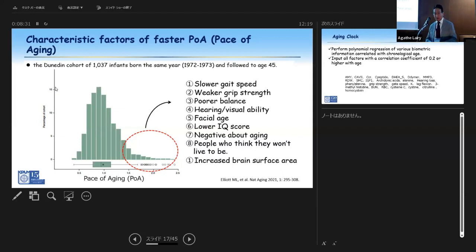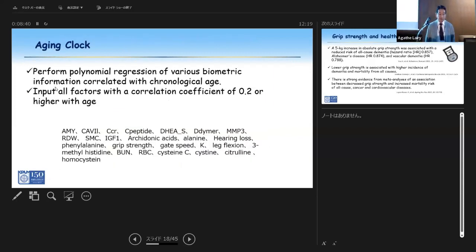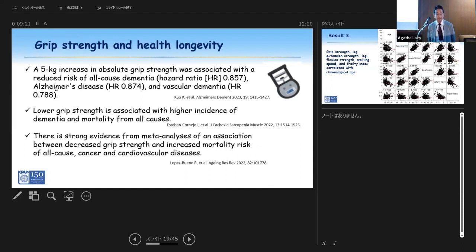In addition, these several factors also affect the pace of aging. You know, the aging clock. Recently, several aging clocks have been reported. Therefore, we analyzed these many data to predict aging. Among several candidates with correlation coefficient more than 0.2, we calculated. Among them, grip strength and healthy longevity has many reports in support. Grip strength is a good candidate to analyze biological age.